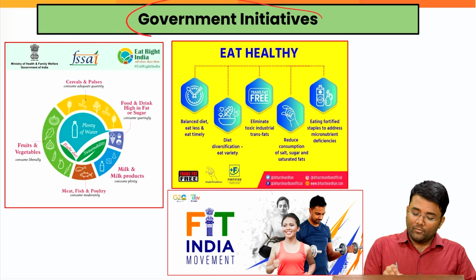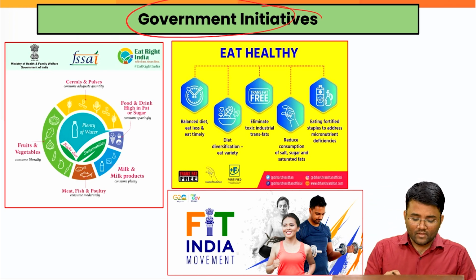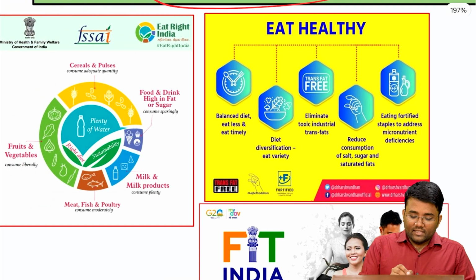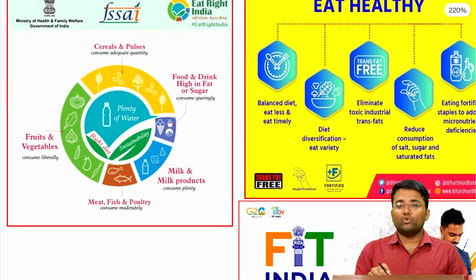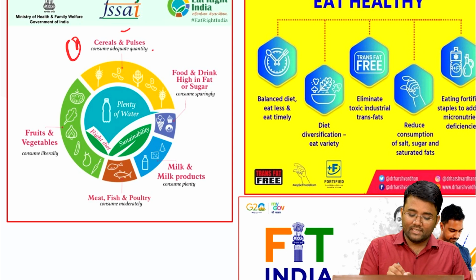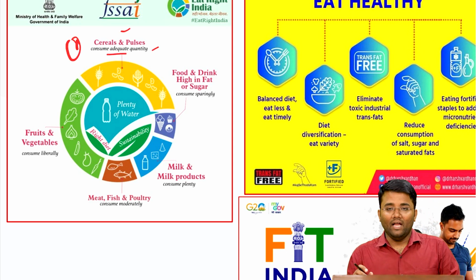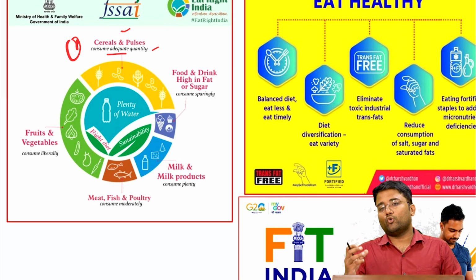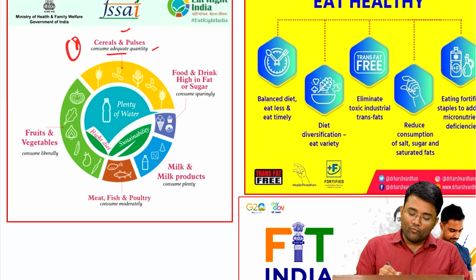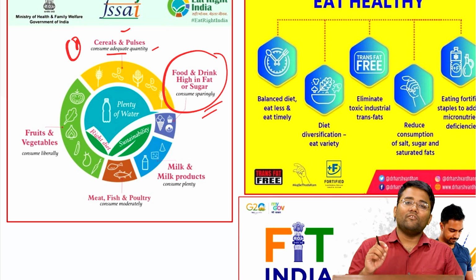And there have been various government initiatives taken to address these issues. For example, Eat Right India, where there has been a focus on promoting behavioral changes. For example, they are promoting the consumption of cereals and pulses in adequate quantity, and that too food products which have a low glycemic index. Food and drink high in fat and sugar should be consumed very little.